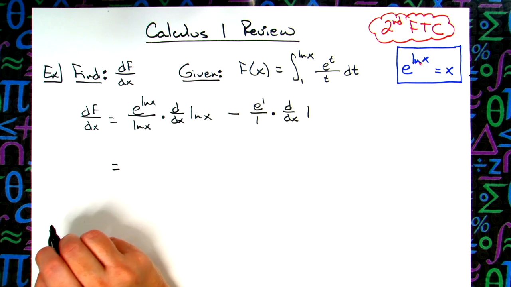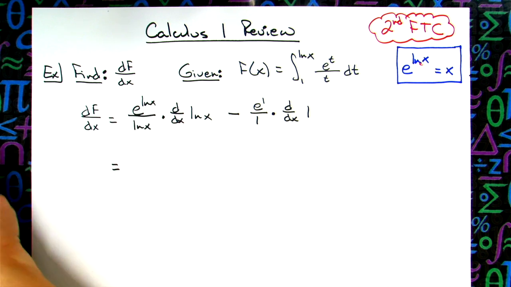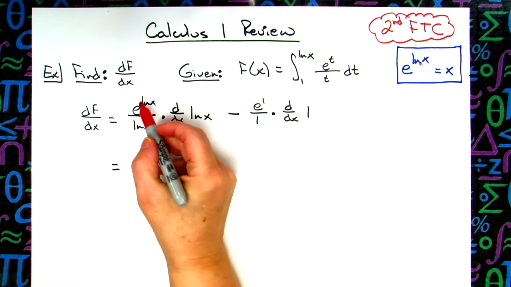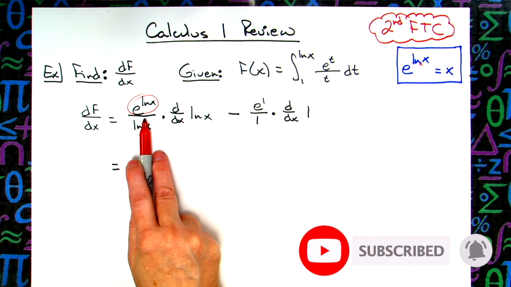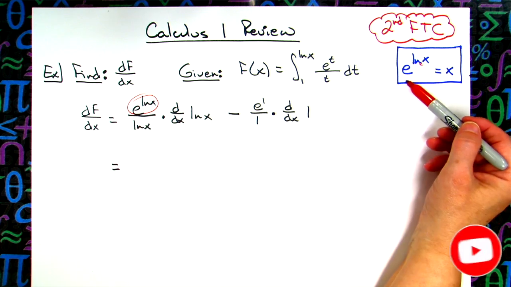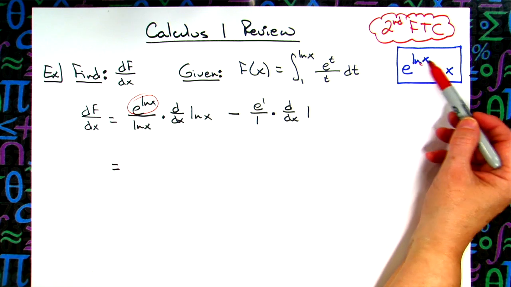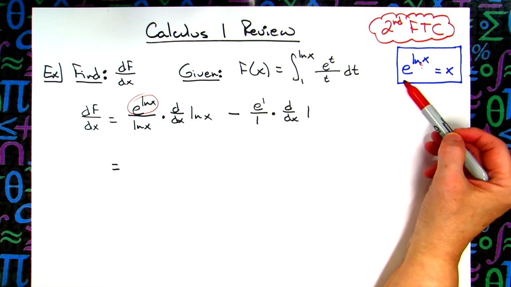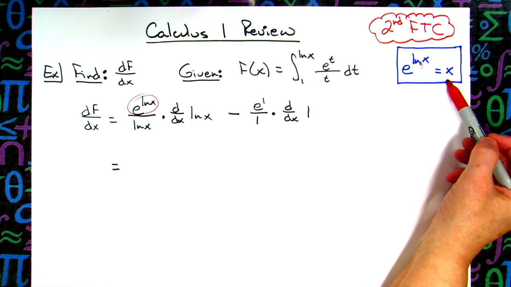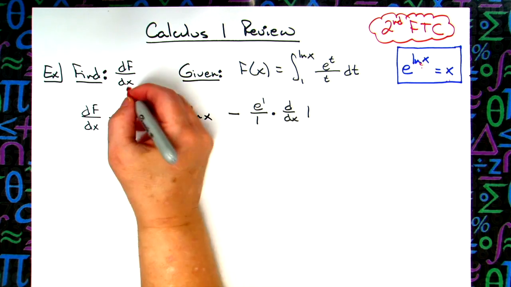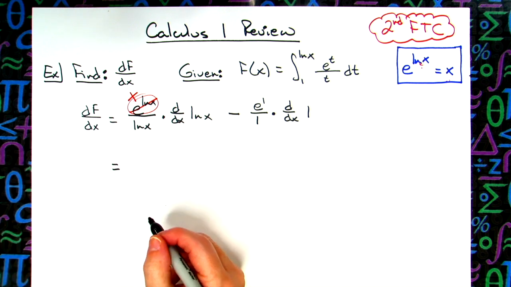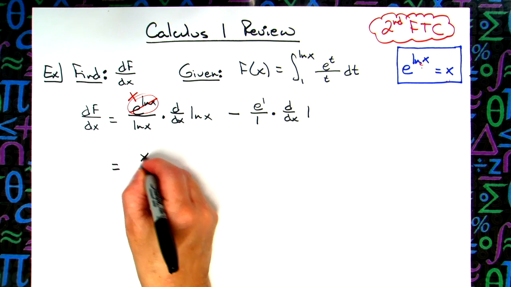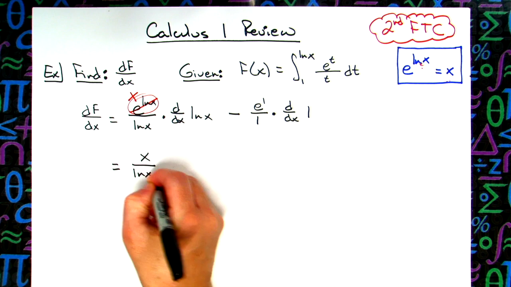I also want to take a look at simplifying this part. Hopefully you know enough with your log rules to remember that e raised to the natural log of x, because that exponent has the same base as the base in the entire problem, is equivalent to x. So this expression is just an x. We'll use that in our next line, so we have x over the natural log of x.